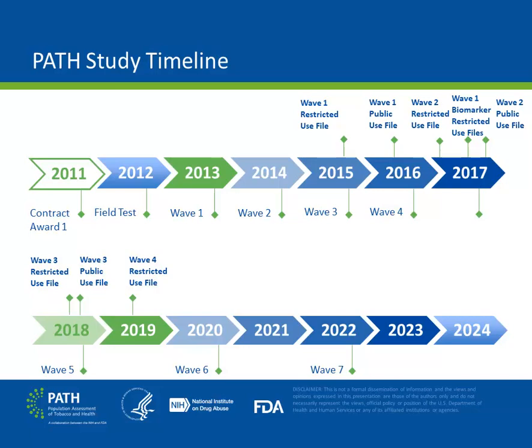The Path Study began Wave 1 data collection from adults and youth in 2013. Waves 1 through 4 collected data from adults and youth every year through 2018. Biennial collection is planned for Wave 5, 6, and 7 through 2023.